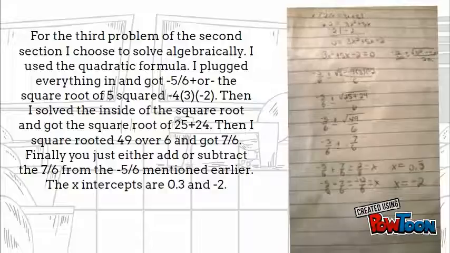For the third problem of the second section, I chose to solve algebraically. I used the quadratic formula. I plugged everything in and got negative 5 over 6 plus or minus the square root of 5 squared minus 4 times 3 times negative 2. Then I solved the inside of the square root and got 25 plus 24. Then I square rooted 49 over 6 and got 7 over 6. Finally, you either add or subtract 7 over 6 from the 5 over 6 mentioned earlier. The x-intercepts are 0.3 and negative 2.